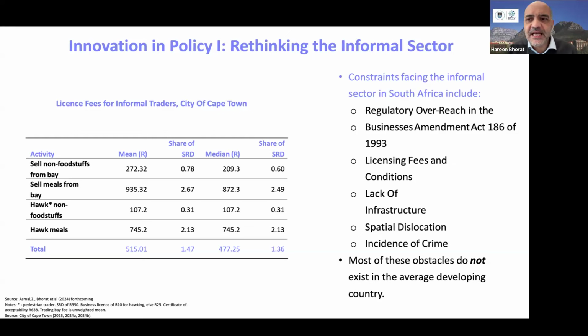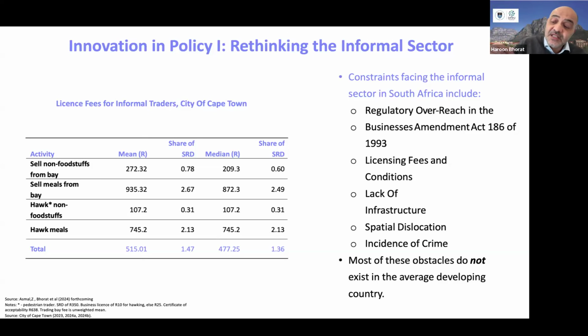There's the Business Amendment Act that disallows people to just operate anywhere. So there are zoning laws effectively, right? Then those are supplemented by licensing fees. There's no infrastructure. The point I always make is, if you go to New York City, the hot dog seller has more infrastructure than an informal sector worker in South Africa. In New York City, the hot dog seller gets a perfectly designed hot food stand to operate a business. That's small business development, right? But we don't have that in South Africa.